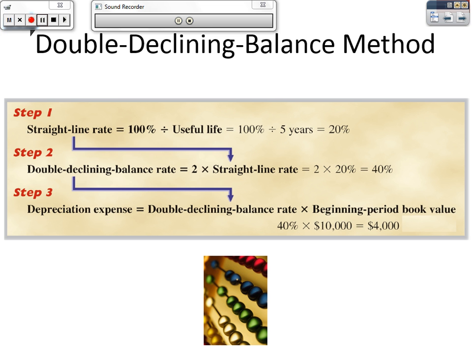Step 2, you're going to take 2 and multiply it by that what? That straight line rate, right? That 20%, and that's going to give you the double declining rate, which is 40%. And then step 3, you're going to take that 40% or that double declining rate and multiply it by the beginning book value to get your amount of depreciation.